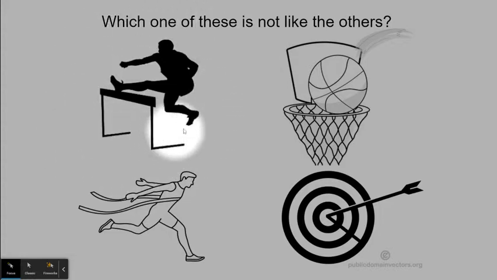Now, the reason that he is not like the others is because the basketball is hitting its target of going into the net. The arrow hit the target of going into the bullseye, and the runner hit the target of going across the finish line. But the man who is jumping over the hurdles is not going to reach the target of going over the hurdle. He is actually going to hit the hurdle. So that is why this image is not like the others, which leads into today's lesson.